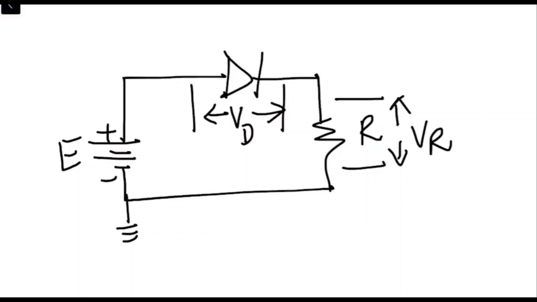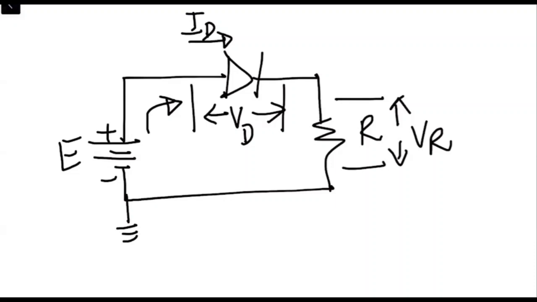So what will happen is that if the biasing potential E is greater than VD, then there is going to be a current flowing in this direction, right? And let's suppose the current flowing in the diode is ID, right? So how is this circuit going to behave?